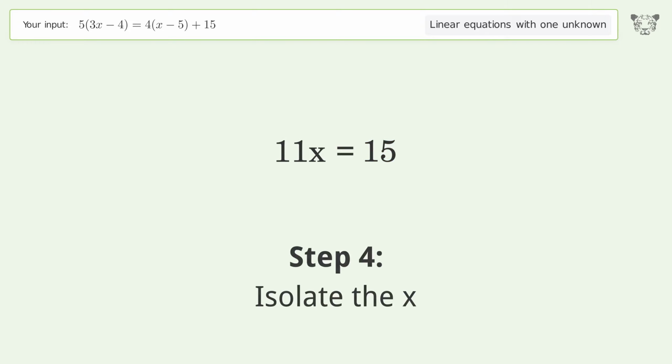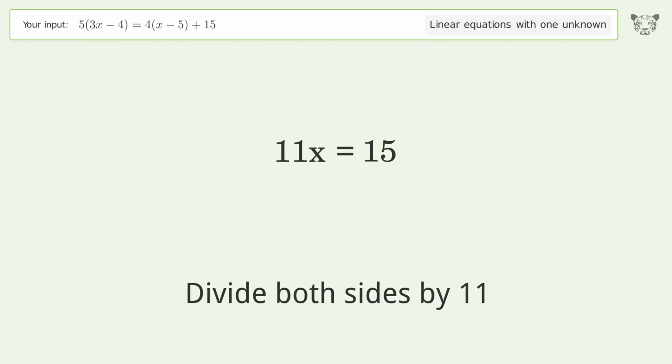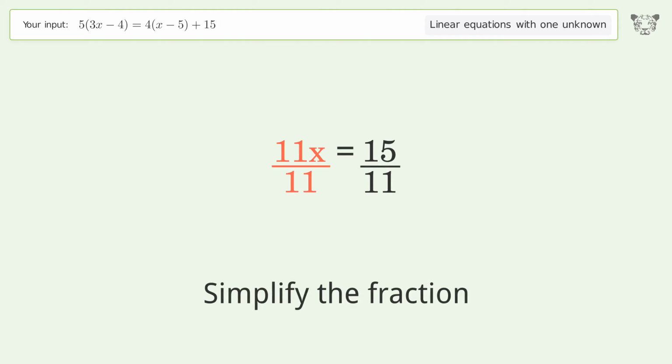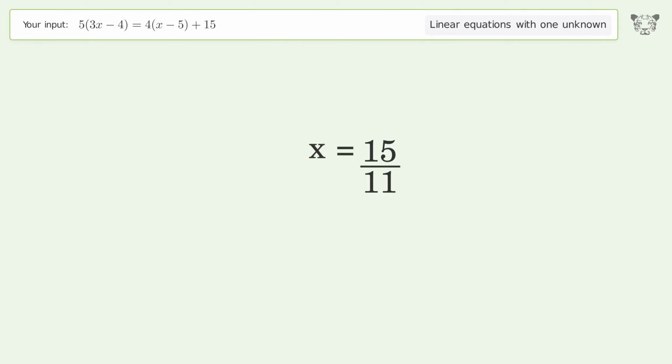Isolate the x. Divide both sides by 11. Simplify the fraction. And so the final result is x equals 15 over 11.